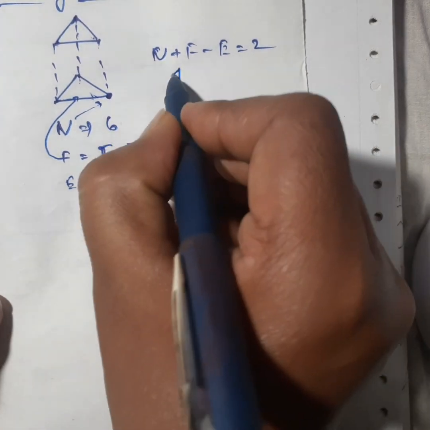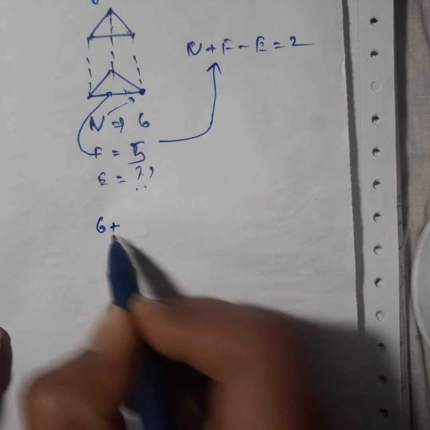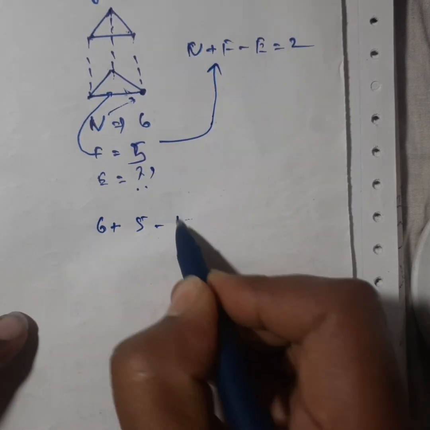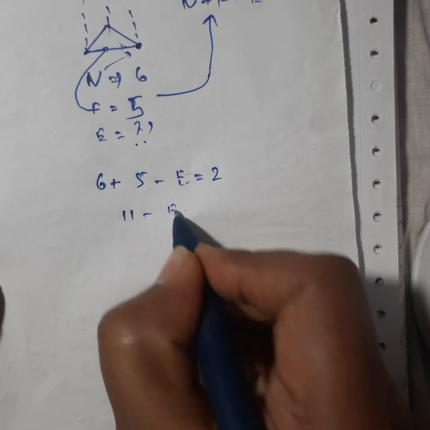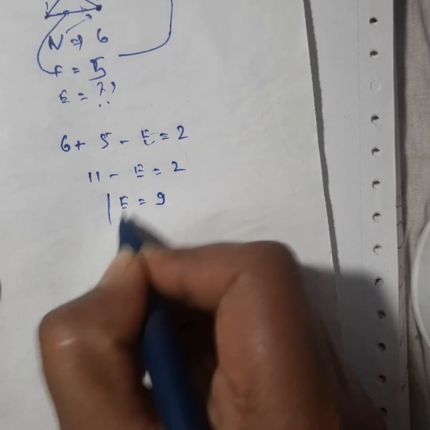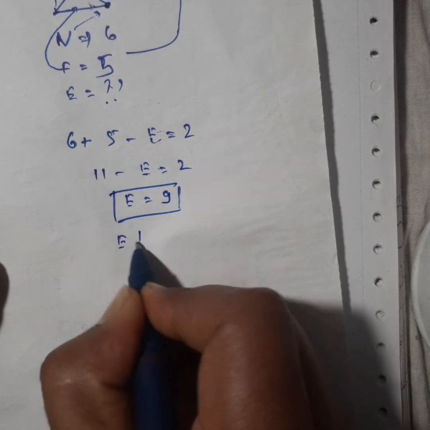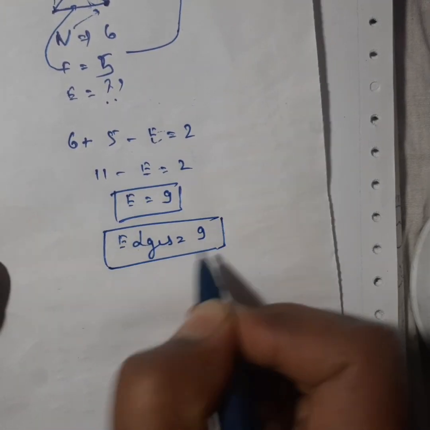We apply this formula. After applying it, we get 6 plus 5 minus E is equal to 2. So 11 minus 2 gives E is equal to 9. That means the number of edges is 9 in this triangular prism.